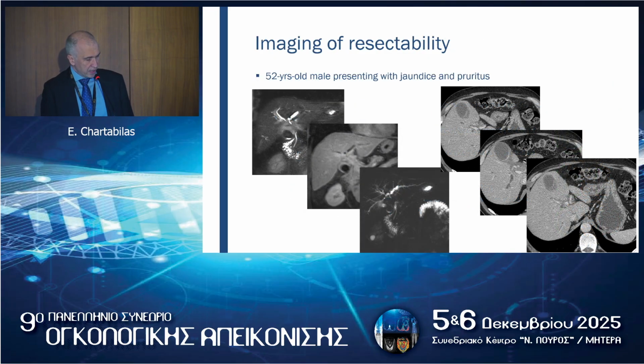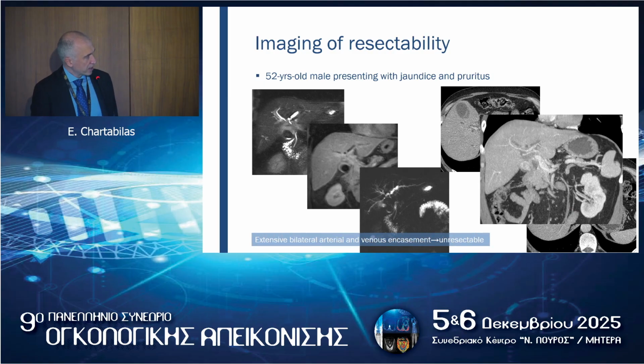Some examples, this is a young man. Here you see this bright T2 signal in the hepatic hilum with increased enhancement on the coronal post-contrast and the disruption of the biliary tree. So there's involvement of both biliary radicals. Again, here you see on the CT to better advantage that there is perivascular involvement, so extensive perivascular involvement, and this was considered unresectable.